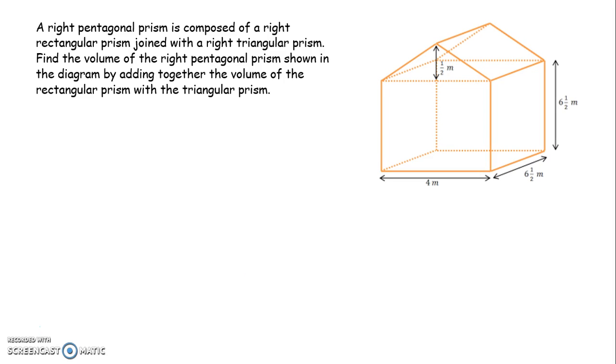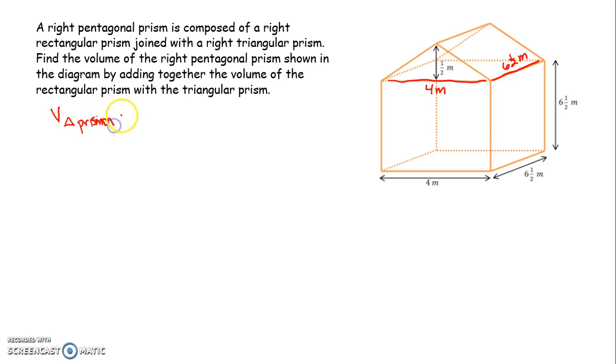So let's go ahead and take a look at this pentagonal prism. It's made up of a triangular prism on top here. In the triangular prism, the triangle part is a 1/2 meter tall, 4 meters wide, and 6.5 meters long. So those are the dimensions we're going to need to find the volume of that triangular prism.